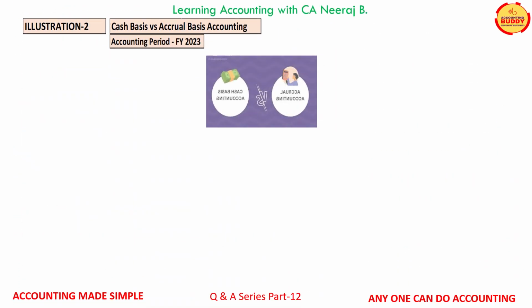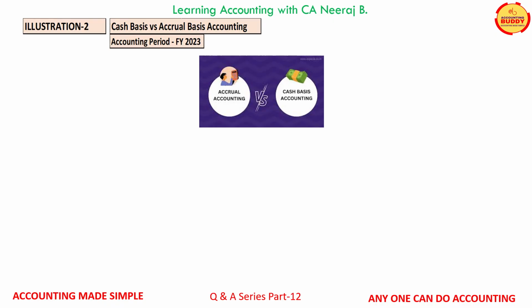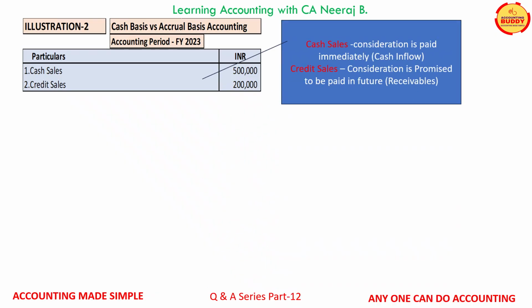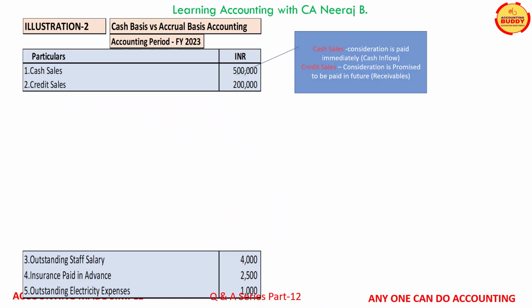Let us further strengthen our understanding of cash and accrual basis of accounting with another example. Cash and credit sales of a business are 500,000 and 200,000 respectively. I hope you remember what is cash sales and what is credit sales. Yes, cash sales is when money in exchange of goods and services is paid immediately, and credit sales is when it is promised to be paid in future.